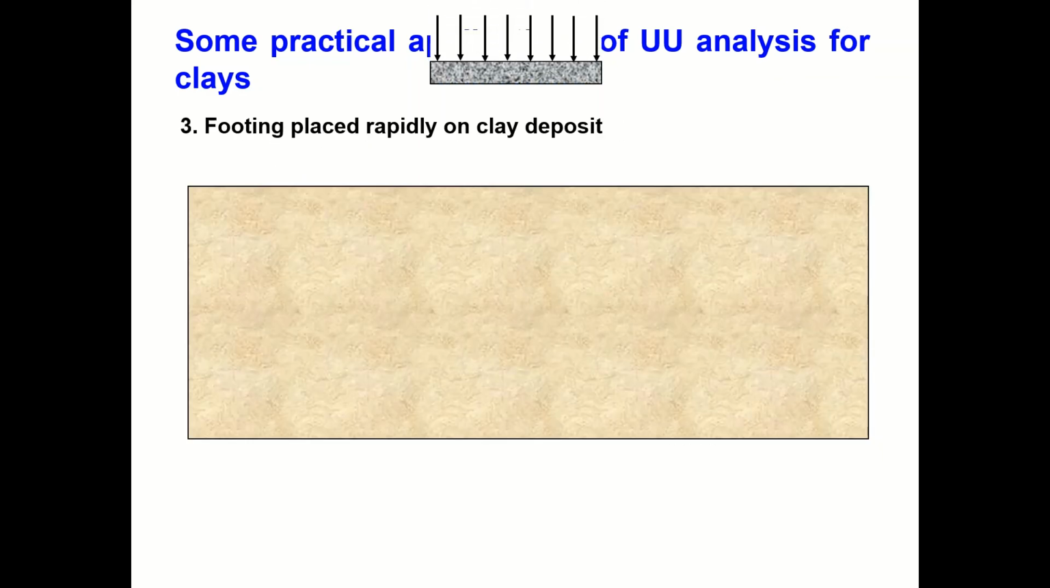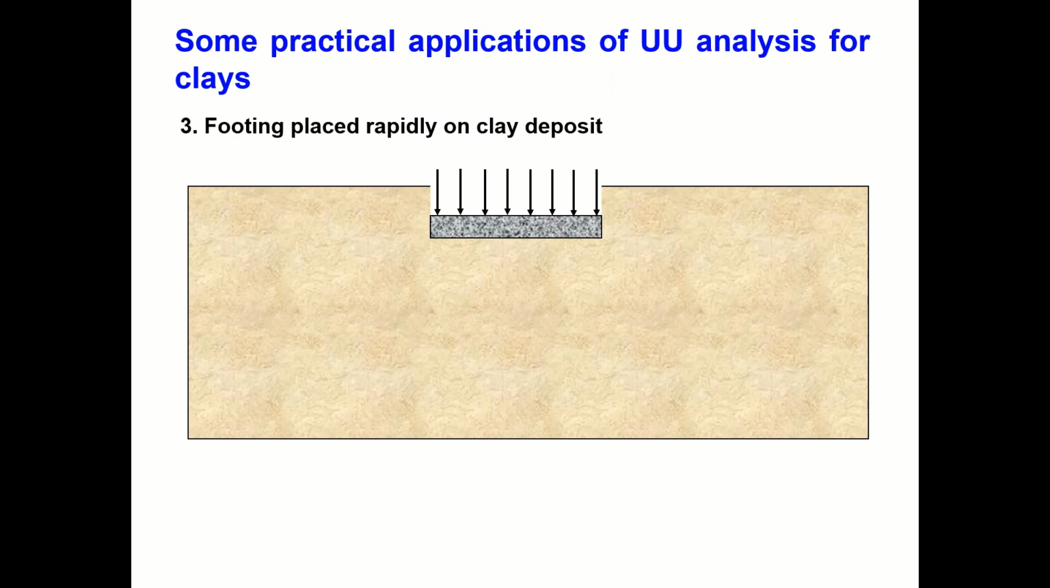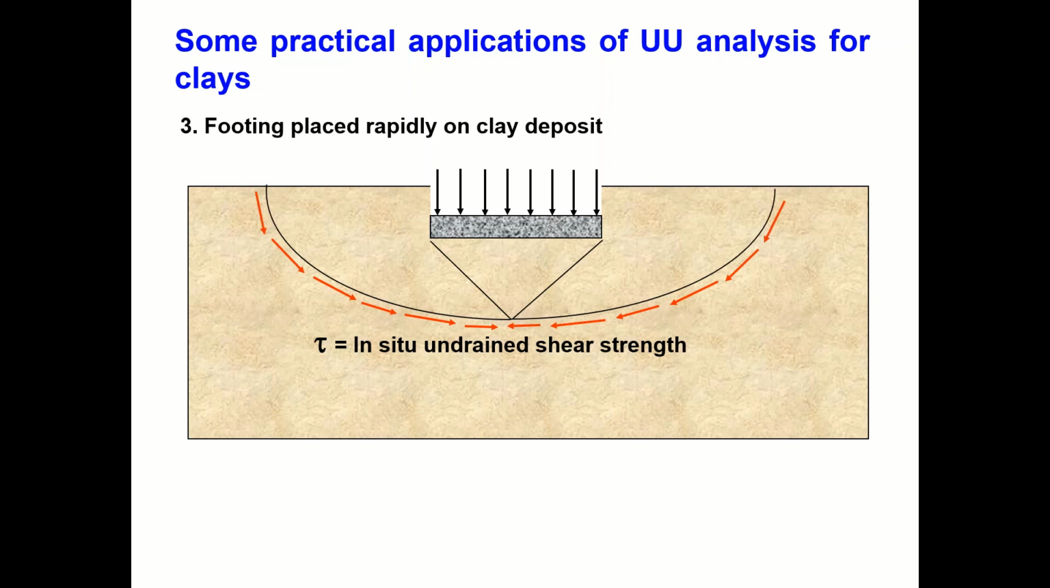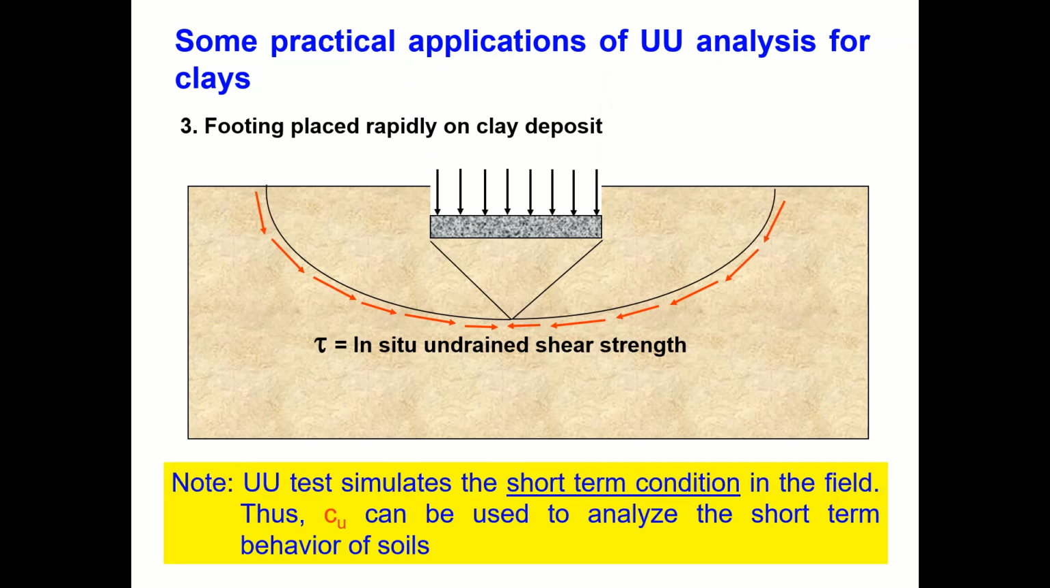Or we want to construct a footing very rapidly on a clay deposit, then we can also choose a UU test. In brief, the UU test will be applicable for short-term conditions. So undrained cohesion can be used to analyze the short-term behavior of our soils. So depending on the field condition, we have to choose different types of tests.